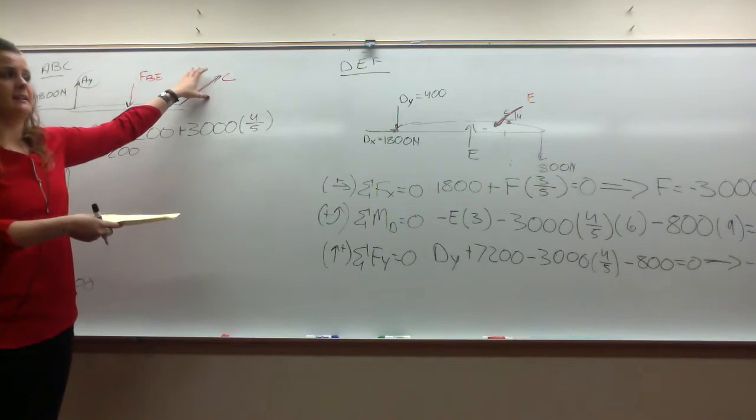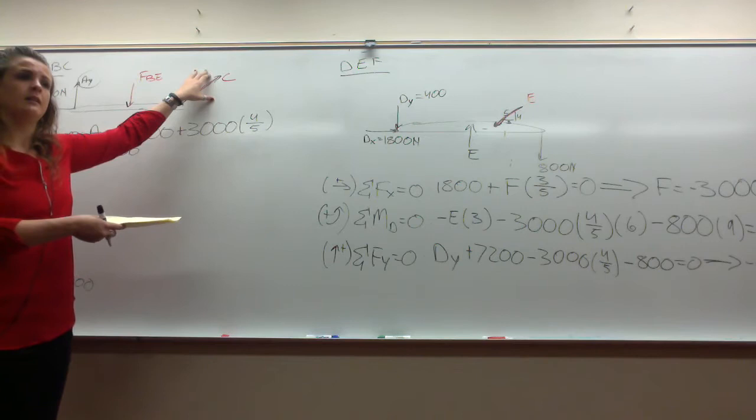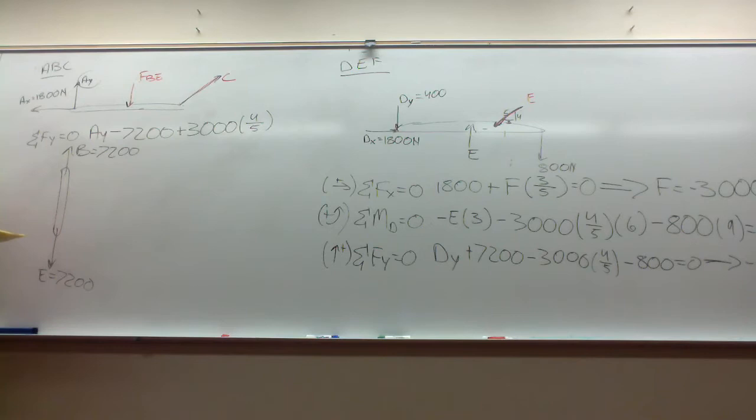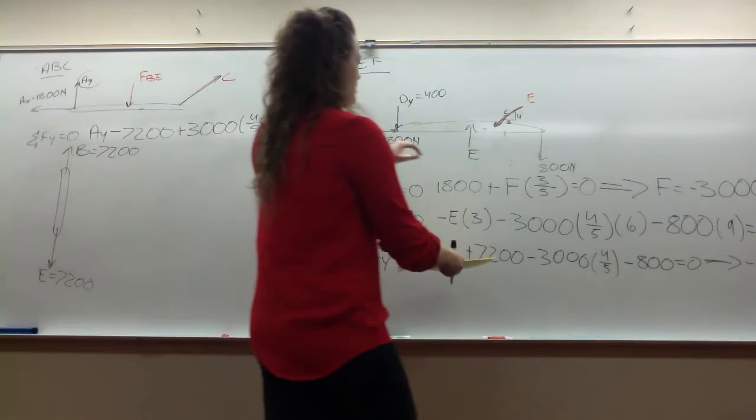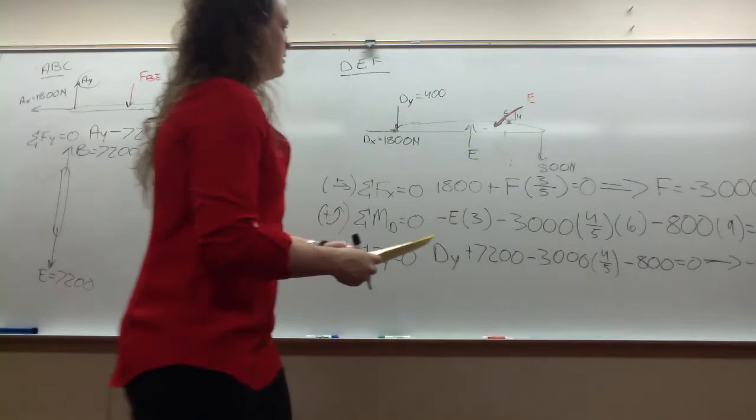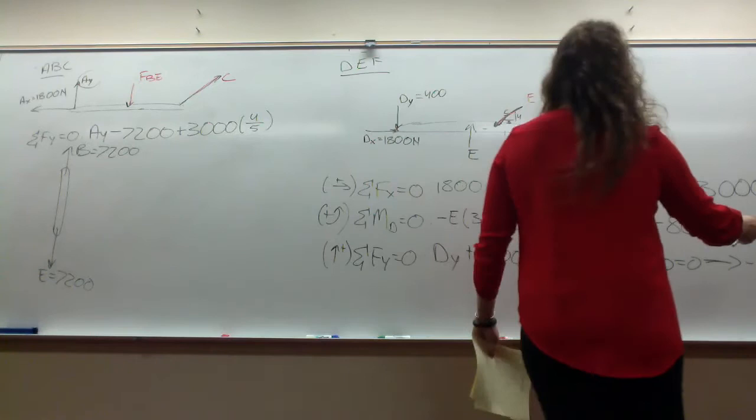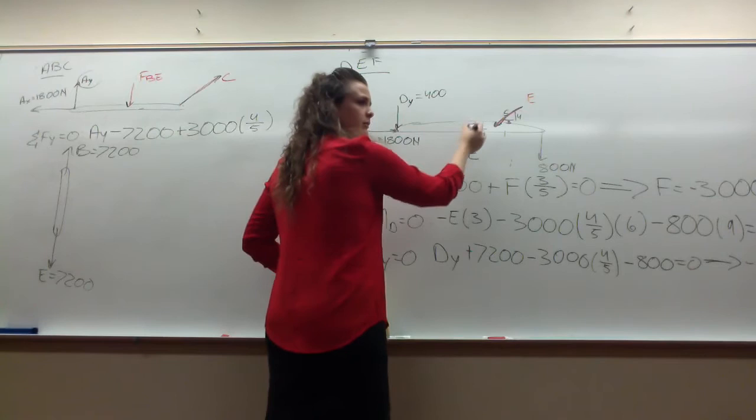Do you have a question, Jake? I think I might have answered it, but why was it plus 7,200 instead of minus 7,200 originally at the first FY with the DEF, not that one? Sum of the forces in the Y, this E? Yeah, why was that plus 7,200? Because we found that E was actually negative, so we drew it wrong. It actually is oriented up. We had originally oriented it down, so we updated it as we solved for our equation.